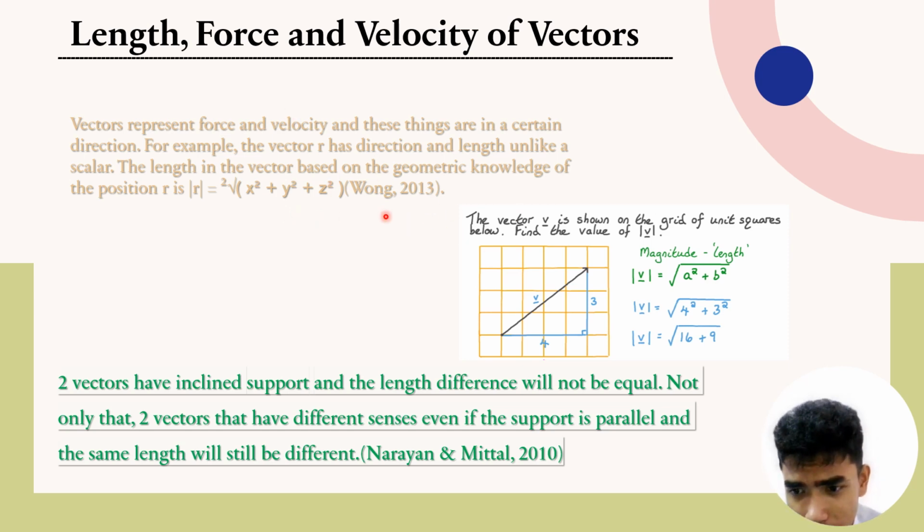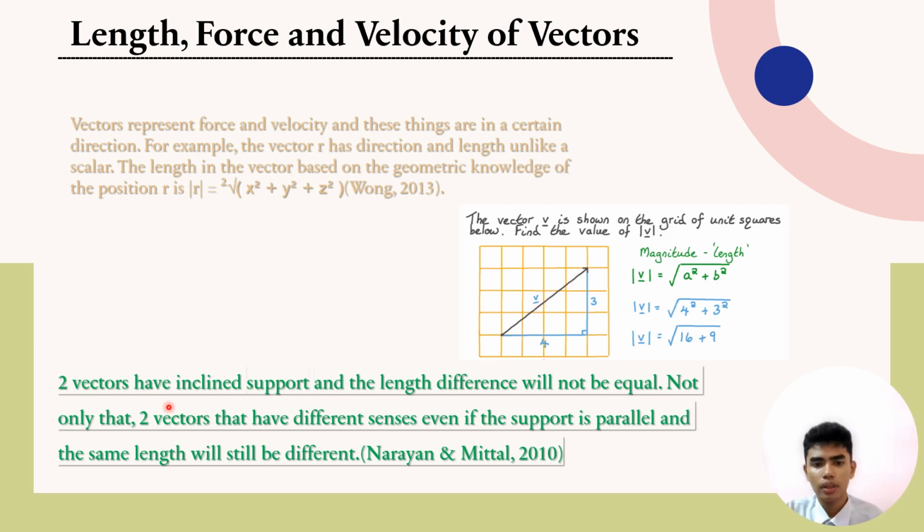And from Wong 2013, he stated about this. Here we have the vector v shown on a grid of unit squares below. Find the value of modulus v. From this, it seems kind of the same. As you can see, it is the same. It is also known as the Pythagoras theorem. Really, it's just the same. We just want to know the magnitude of this one, like the Pythagoras theorem as well. We just want to know the value of the hypotenuse of a triangle, so it is the same thing.